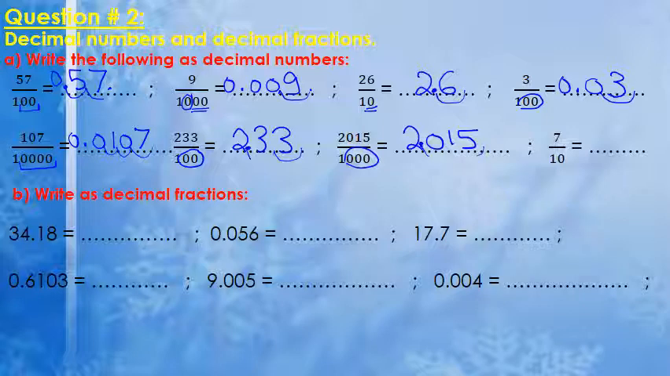Now 7 over 10, we write 7. Because we have 1 zero, we move to the left 1 digit: 0.7. Now in part B, we should write these decimal numbers as decimal fractions.